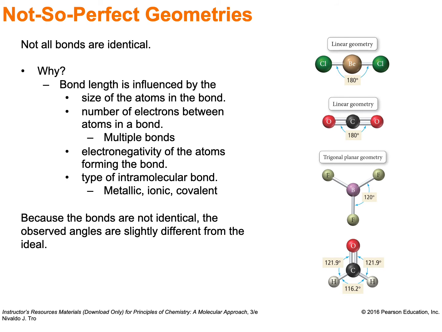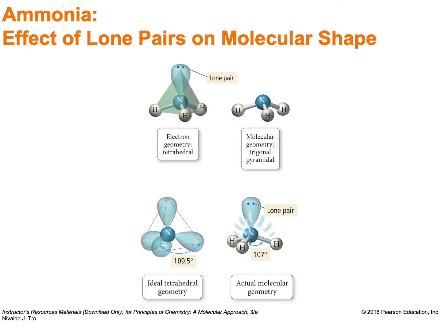Because the bonds are not identical, the observed angles are often slightly different from the ideal, and the best way to really determine the true angles is through experimentation. Once again, looking at ammonia, you can see the effect of the lone pairs on the molecular structure. The electron geometry is tetrahedral. The molecular geometry is slightly different. It's called trigonal pyramidal.